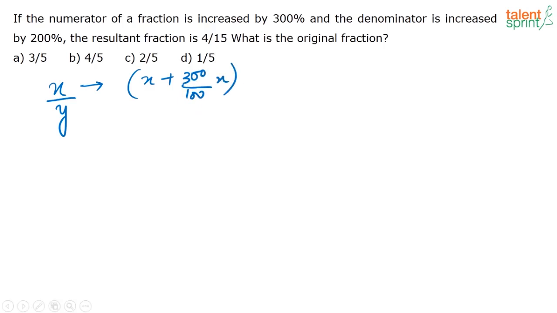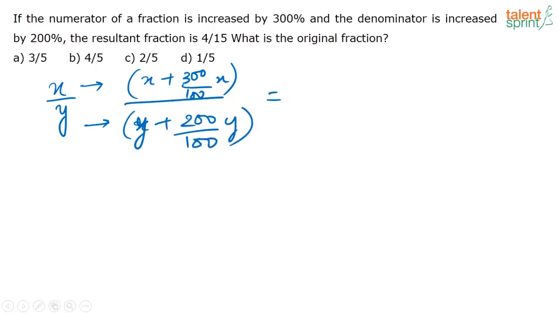So this is going to be the new numerator, okay? And what is going to be your new denominator? The denominator has increased by 200%. So the new denominator is going to be Y plus 200 by 100Y. Or if you solve this, what do you get?